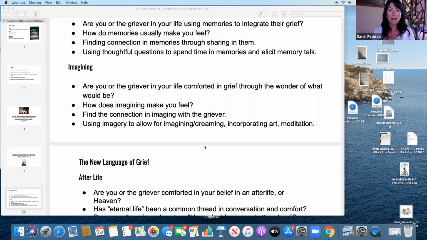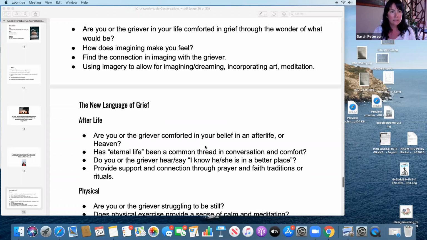You find the connection in imagining with the griever, not being afraid, asking those intentional questions. And you can use imagery to allow for more imagining, dreaming. You can use art, meditation. There are a lot of ways to tap into that imagination.